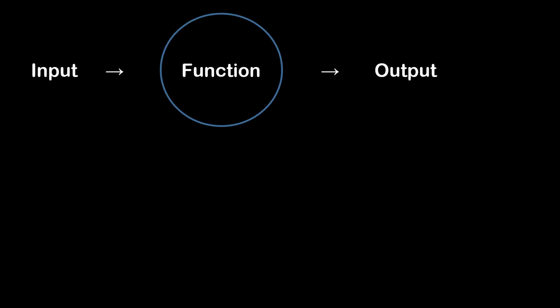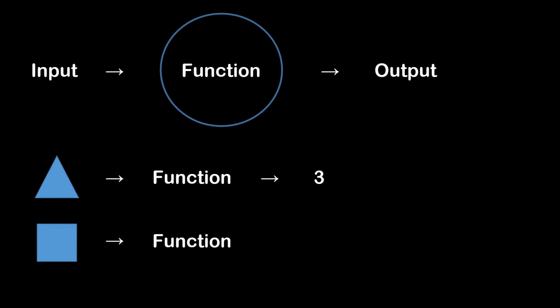Why don't we start off by creating our own function? We'll create a function that takes in a shape and produces a number of sides. So for example, if we put a triangle into this function, the function would produce 3. In this case, our input is the triangle and the output is 3. If we put a square into the function, it produced 4. Now obviously in math we like to work with functions that deal with numbers.